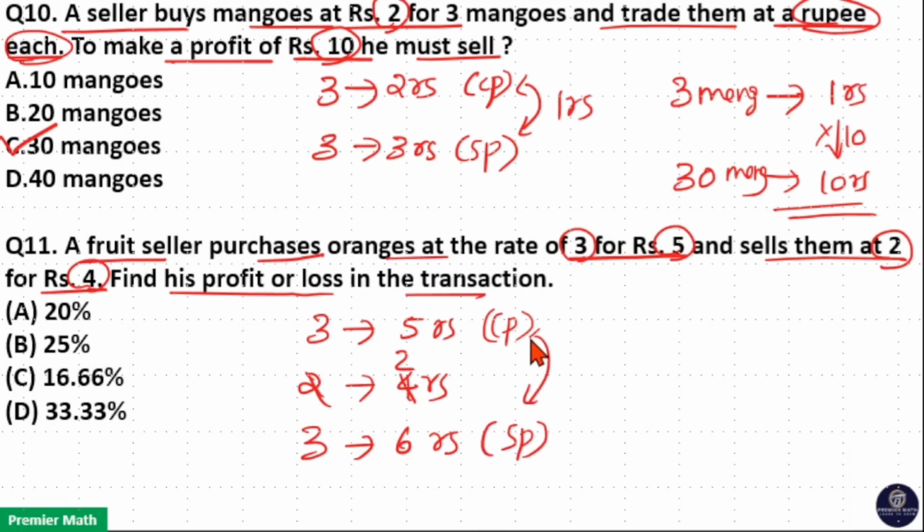Now difference between cost price and sell price is 1 rupee. Now profit is equal to 1 rupee he has made out of this 5 rupees cost price, which means profit is equal to 1 rupee out of this cost price 5 rupees into 100. So which is equal to 20%. So option A is your answer.